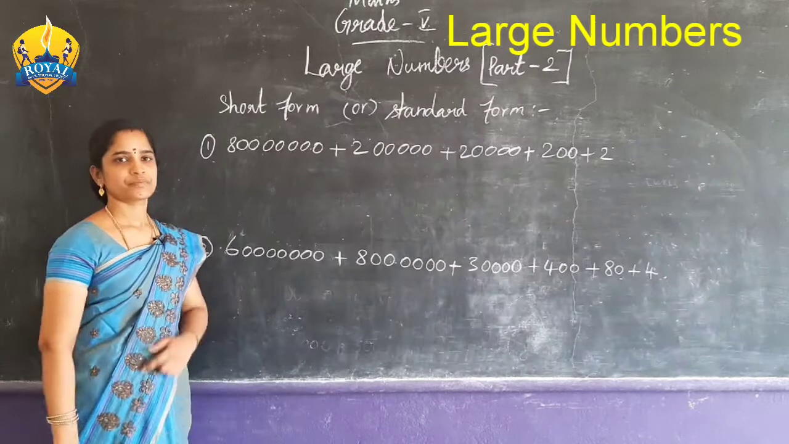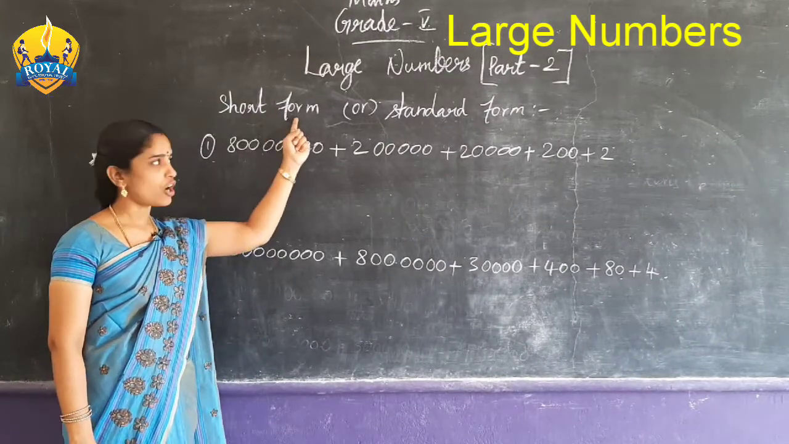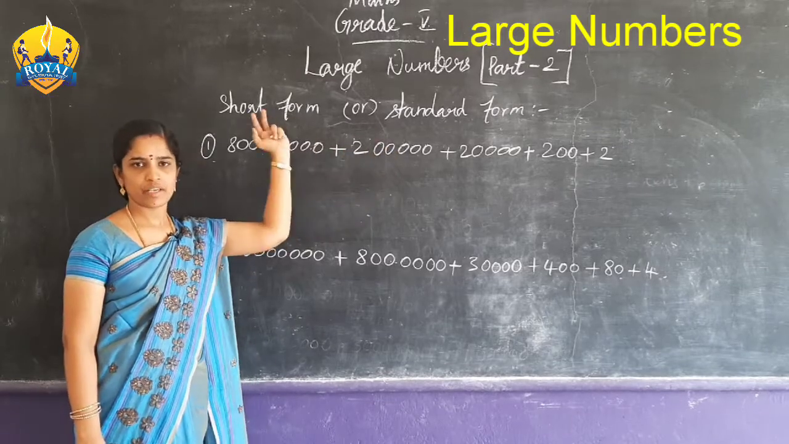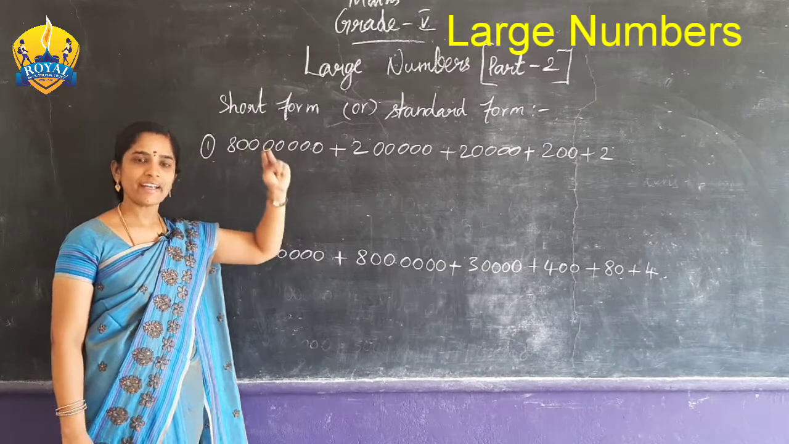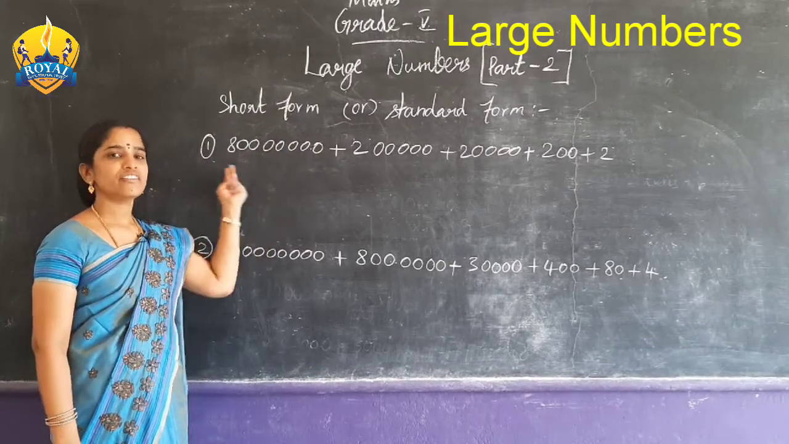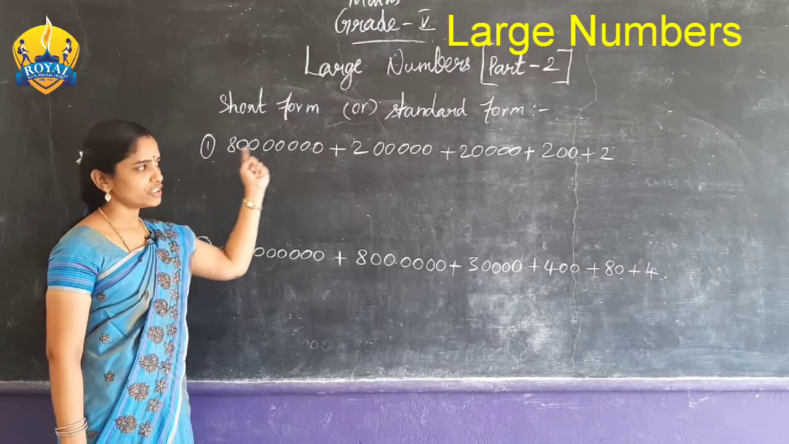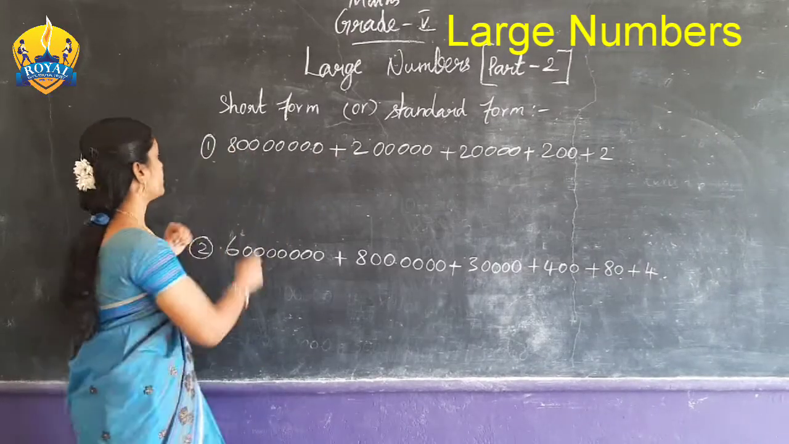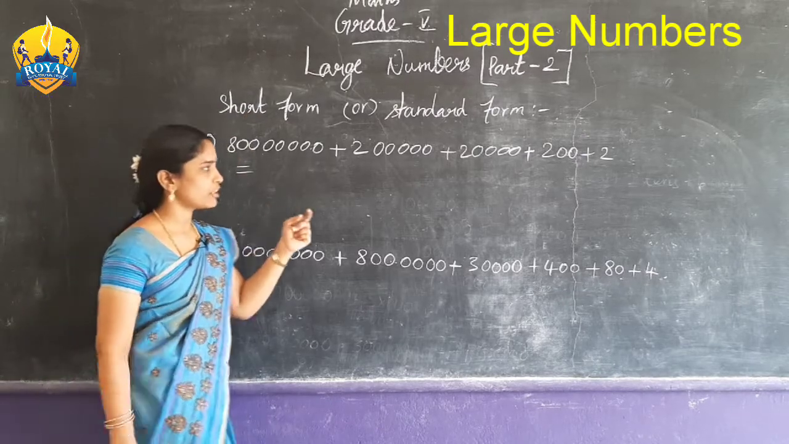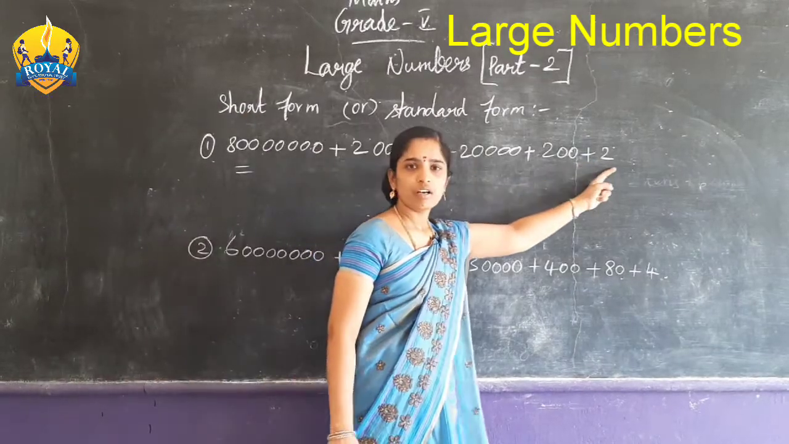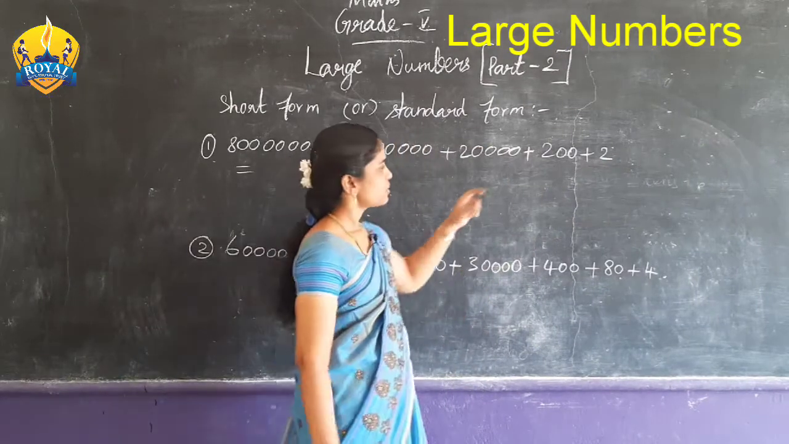Okay students, next one is short form. Short form or standard form, the same thing. Write the short form for the following numbers. Look here, this is the question. We write the short form. First, we move right to left.